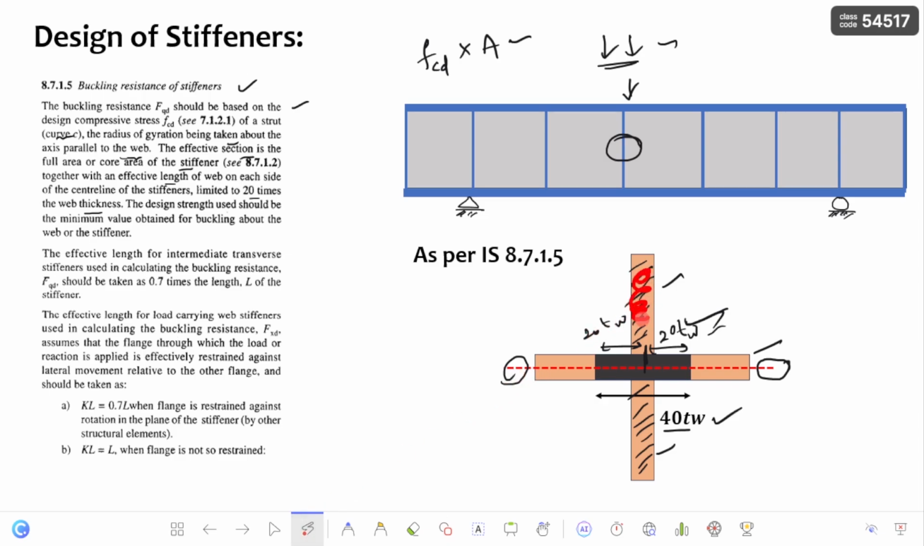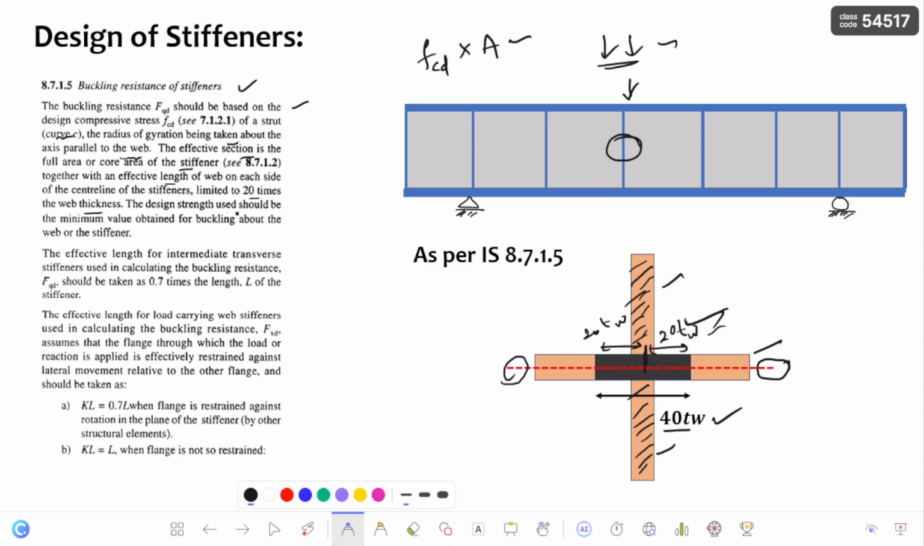So this is the stiffener area, which is going to help in the buckling of the stiffener. Along with the stiffener area, this is the area of length 40 times the thickness of the web, which you are going to consider, and this cross section is also going to help in the buckling of the stiffener. So this entire cross-sectional area you have to consider whenever you are going to check for the buckling of the stiffener at a particular location.